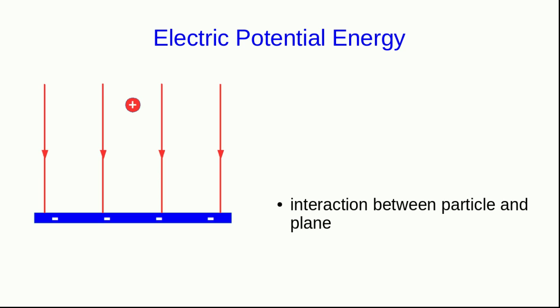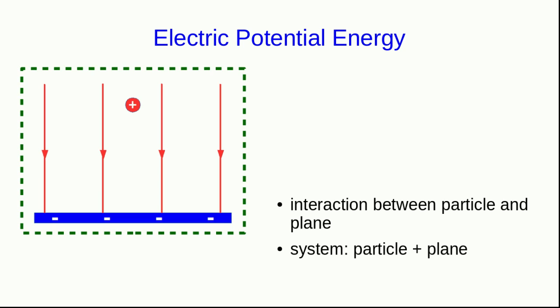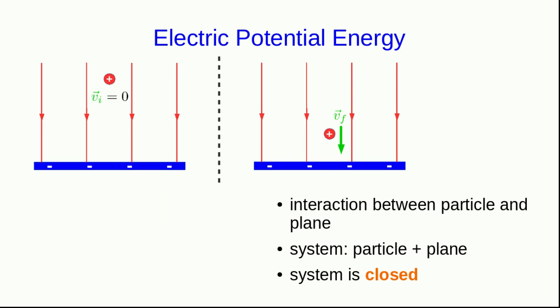So let's continue thinking about a particle and a plane, but now a negatively charged plane. And I'm going to define our system as being the particle and the plane. This system is closed. There are no forces acting on the particle or the plane other than the electrical forces that they're exerting on each other, and so certainly there are no external forces doing work. Thus, the system is closed.